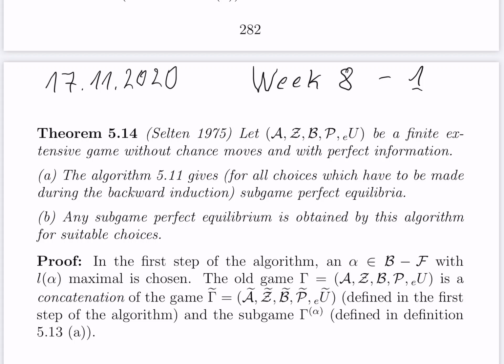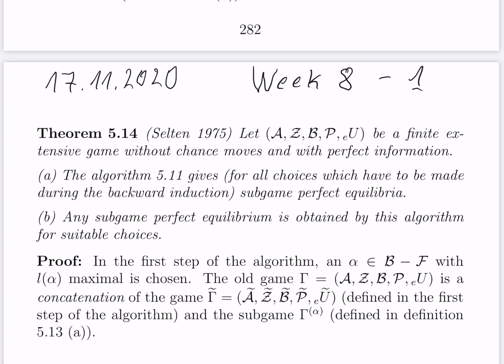In general, quite often we have more than one because the algorithm is not exactly a unique algorithm. There are some choices involved, and different choices give different strategy combinations in general. But the result is still fine. Taking into account all possible choices, we get precisely all the subgame perfect equilibria. But this notion is non-trivial.